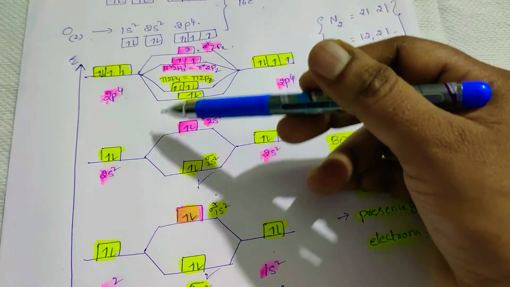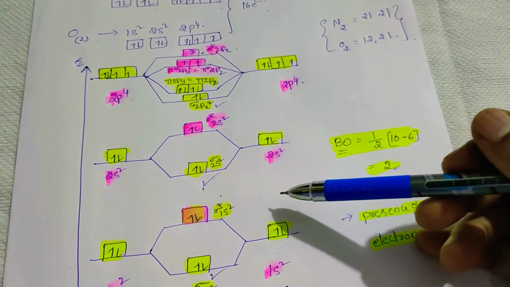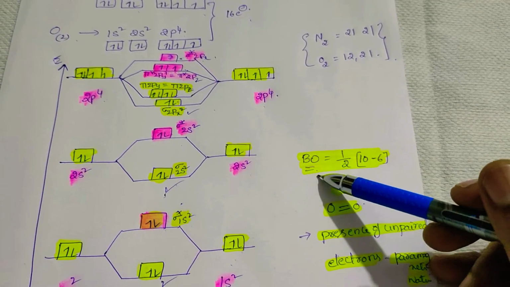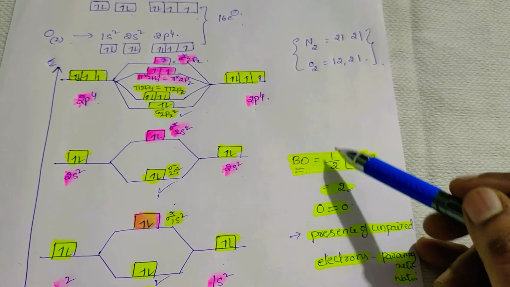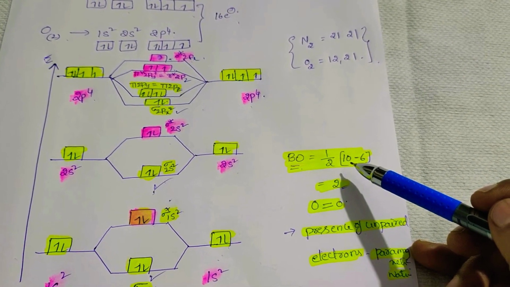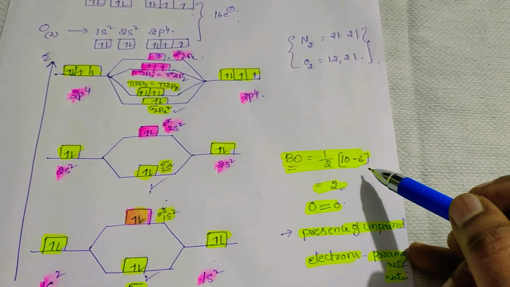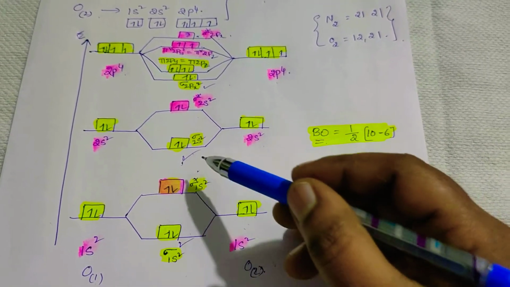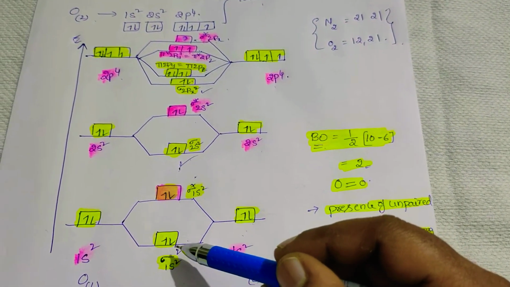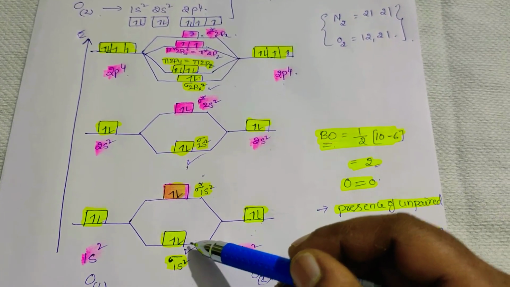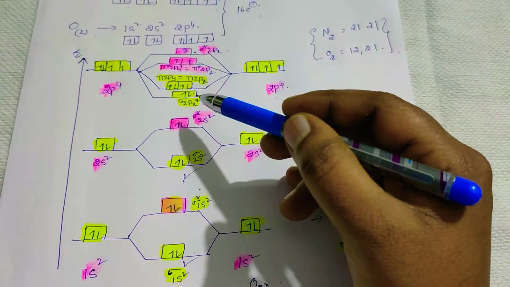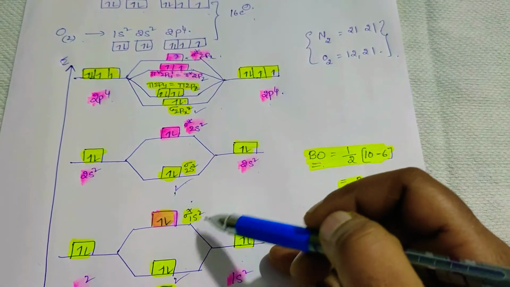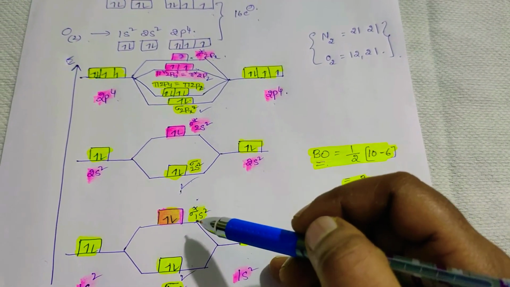This is the molecular energy level diagram, and next we are calculating the bond order. The bond order formula is half of the number of bonding molecular orbital electrons minus the number of anti-bonding molecular orbital electrons. Here the yellow shade is the bonding electrons, and the pink shade is the anti-bonding orbital electrons.